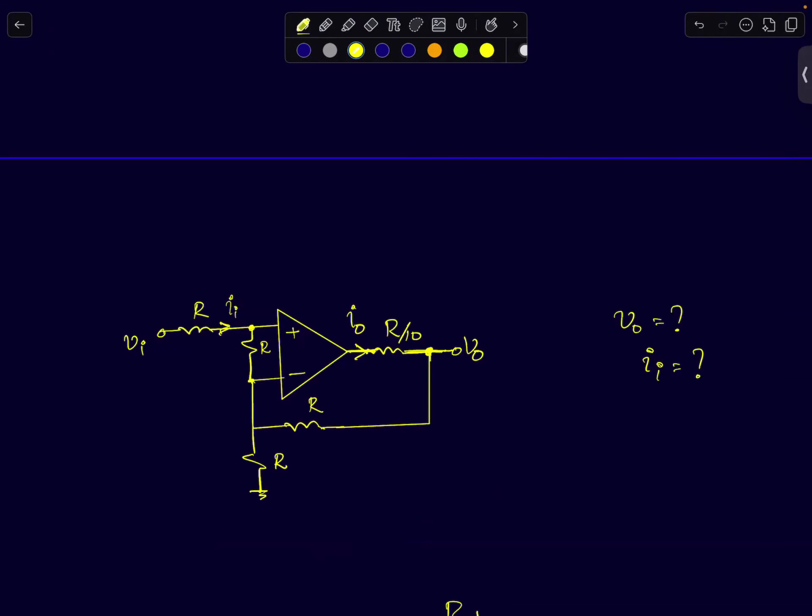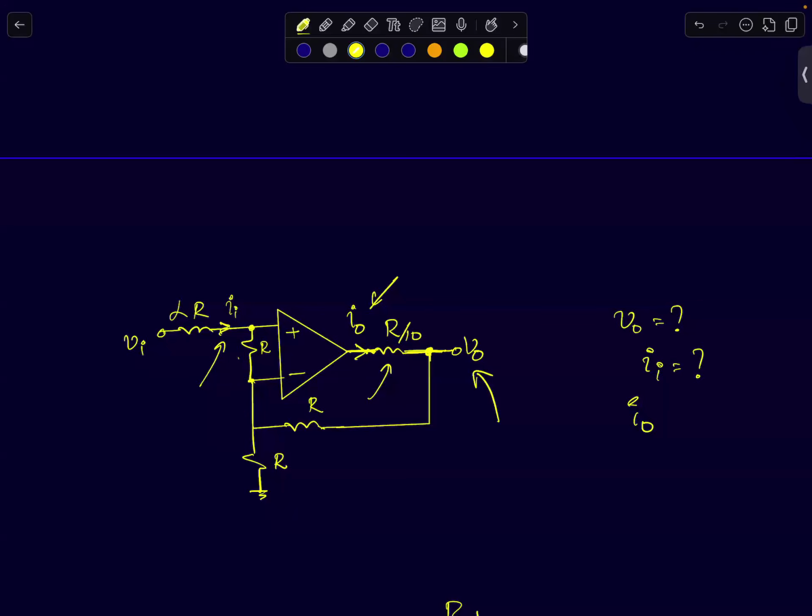This is actually a non-inverting amplifier. I have just added a resistor at the output of the opamp, whose value is say R by 10. And also I've added a resistor between the inverting and non-inverting terminals and at the input terminal as well. So I've added a resistor R at the input terminal and so on. Now, you're supposed to find out the output current I0, the output voltage V0, and the input current Ii. Previously the circuits that we have analyzed didn't have this resistor and this resistor.